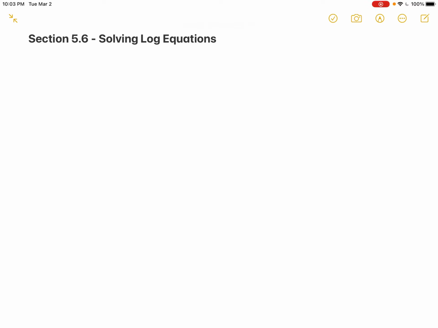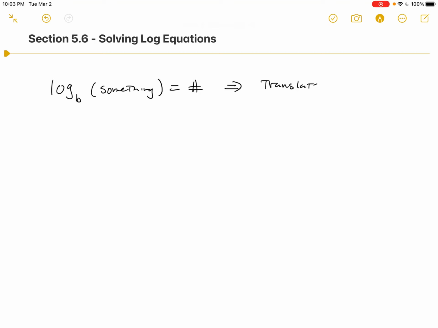The first type of question that you can have, there's really two types. You can have something of two forms: log base b of something is equal to a number. If you can get a single log equal to a number, then the best way to solve this is to translate into its exponential statement. Most of the questions will be geared this way because that's what you see most often.